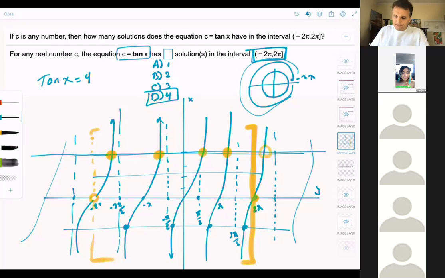If instead of the domain negative 2 pi to 2 pi, I make it from negative pi to pi, then it will be only from here to there. So we're going to have only 2 solutions. So don't memorize the question. Don't think I'm going to have the same interval in the exam.